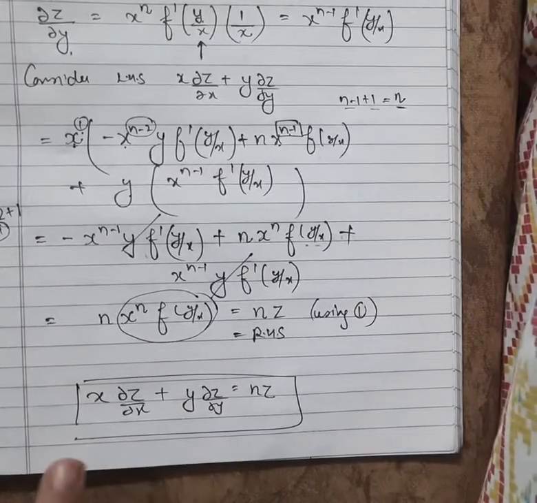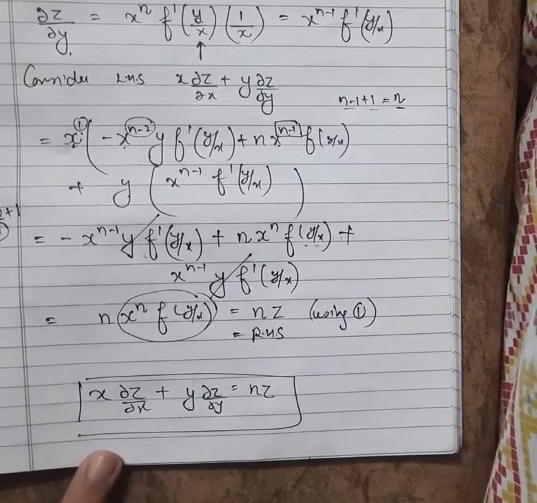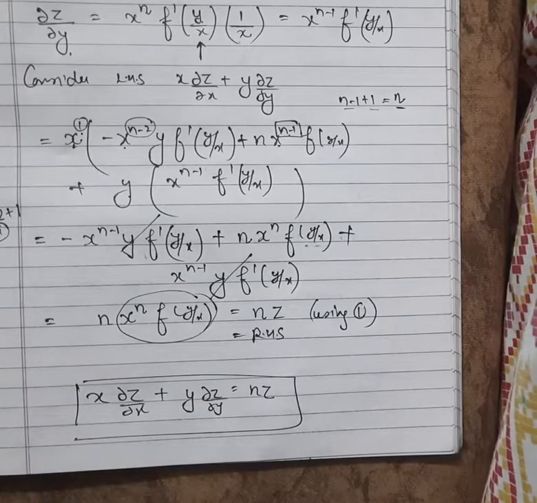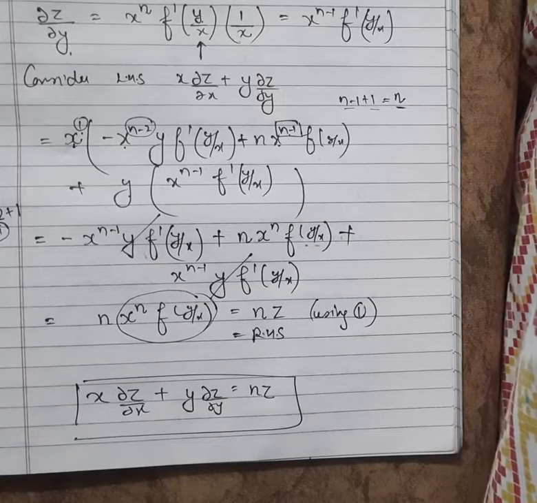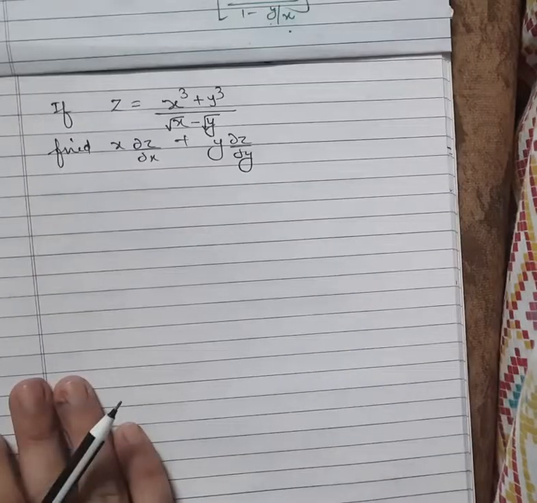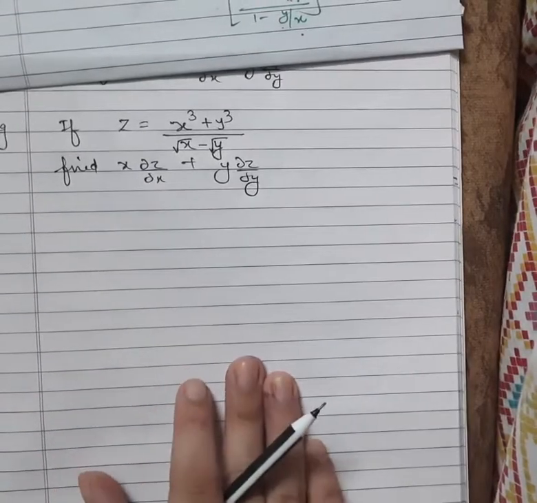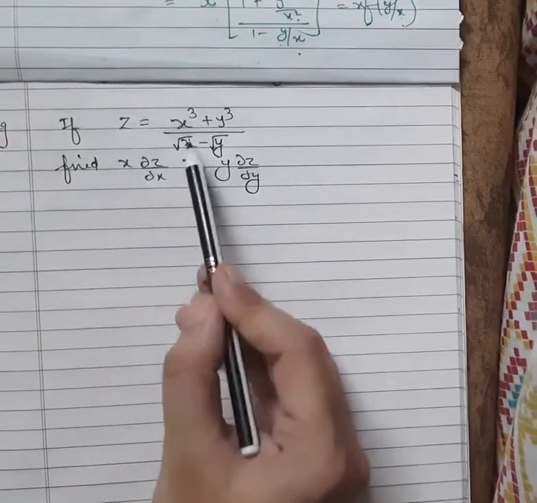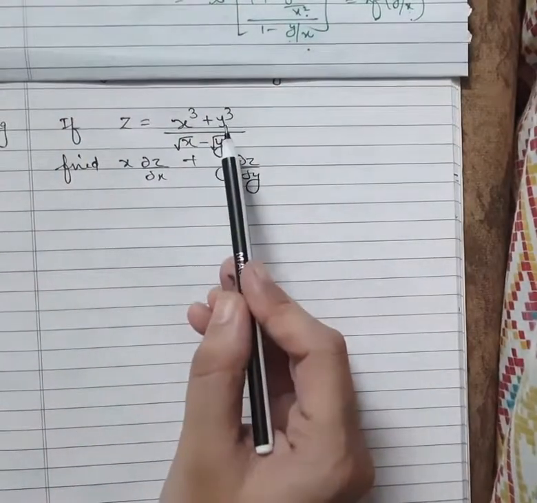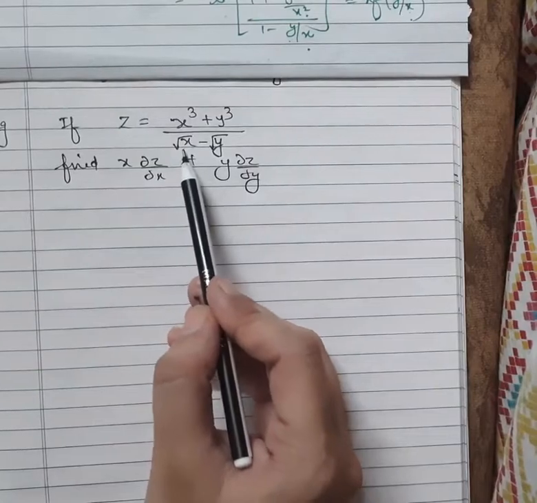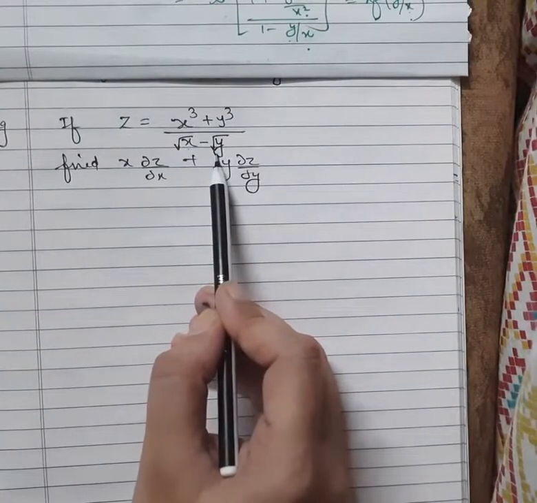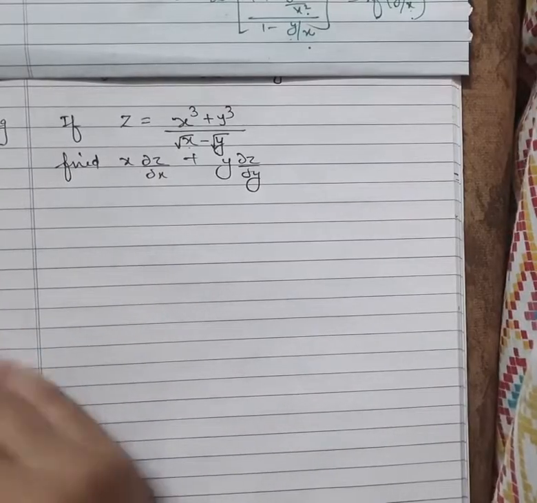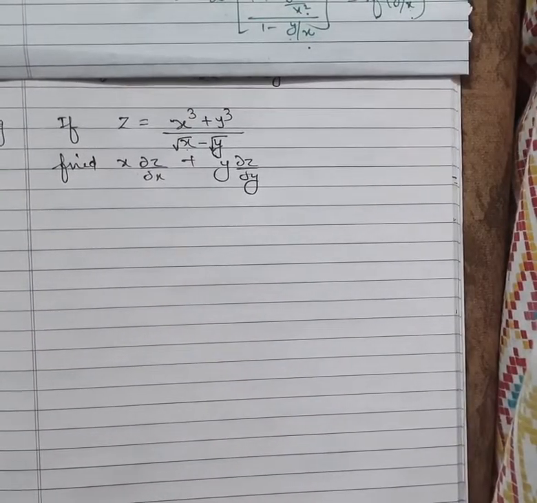So this was all about Euler's theorem. Now we will see how this Euler's theorem is helpful in solving the problems of partial differentiation. Let's have a look at this example. So this example is, if z is equals to x cube plus y cube divided by root x minus root y, find the value of x curl z by curl x plus y curl z by curl y.